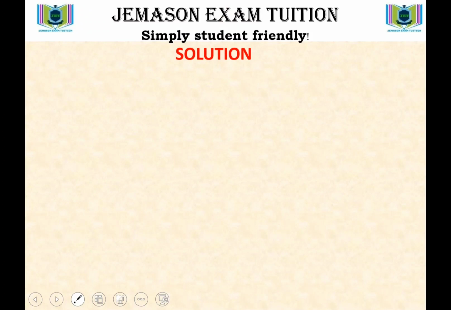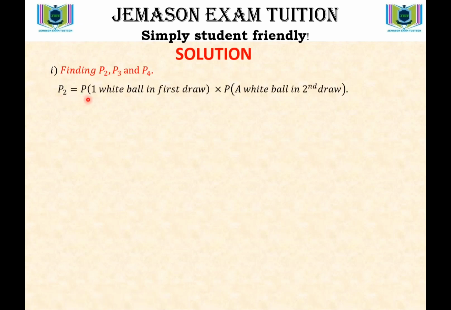So we go straight away to the first part of the question. We are asked to find P2, P3, and P4. So P2 should be the probability of having a white ball in the first draw times the probability of having a white ball in the second draw. Again, Pn says the probability of having a white ball in the first n-1 draws, and so 2 minus 1 just gives 1. So we are looking for the probability of a white ball in the first draw times the probability of having a white ball in the nth draw. Since we are dealing with P2, the nth draw should be the second draw.